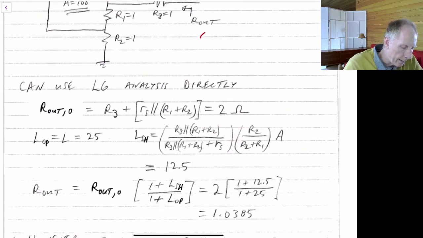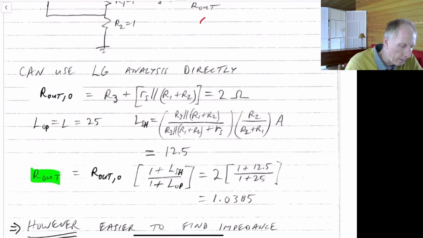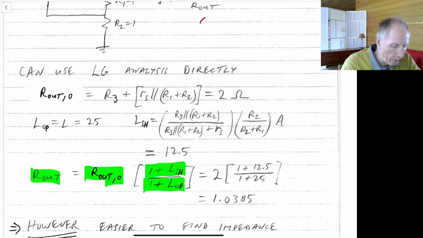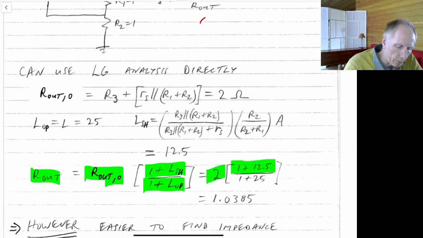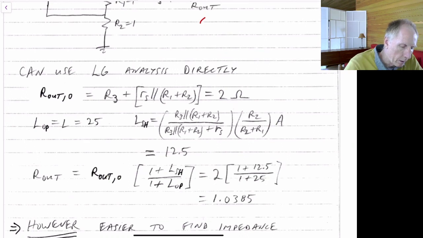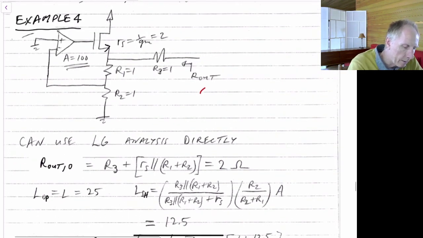So you find that the output impedance is the impedance looking into it when L is equal to 0, or when we've broken the loop, times 1 plus L sub SH, divided by 1 plus L sub OP. Work that out: 1 plus 12.5 and 1 plus 25. And we get exactly 1.0385 ohms. So we see it's slightly higher than the 1 ohm that we have here.